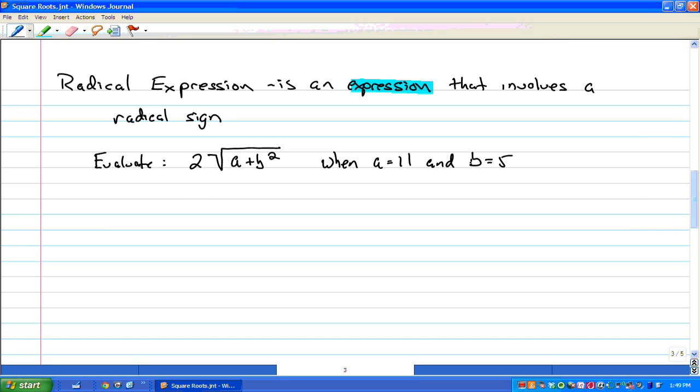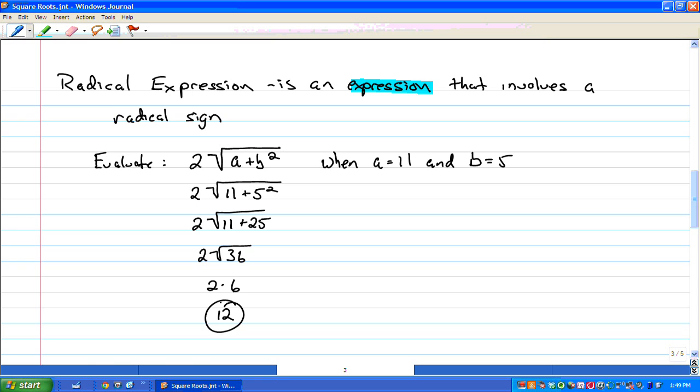All right, hopefully you realize that the first thing you should do is substitute. That's always what we do first when we have problems like this. So a is 11, and then b squared means 5 squared. Now again, the radical sign you can look at as a grouping symbol. You need to do everything on the inside first. So I have 2 times the square root of 11 plus 25, because that's what 5 squared is. This is 2 times the square root of 36. Square root of 36 is 6, so I have 2 times 6, and the answer is 12. Hopefully you got that one.